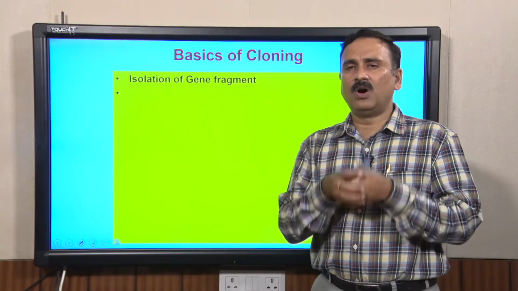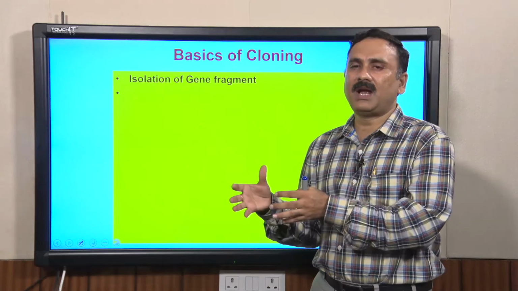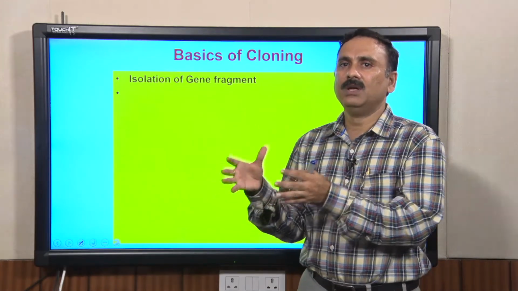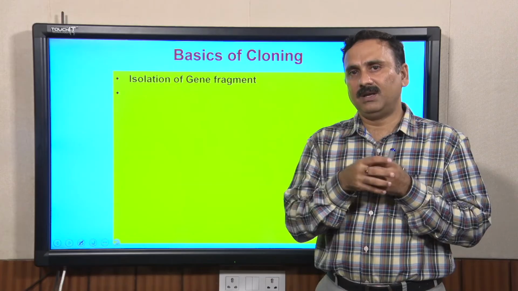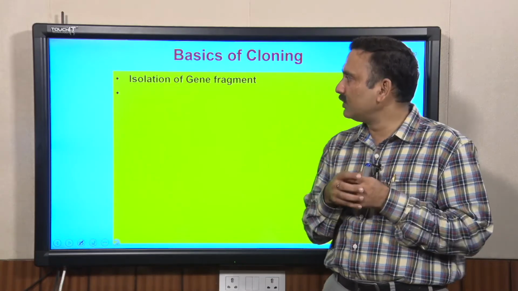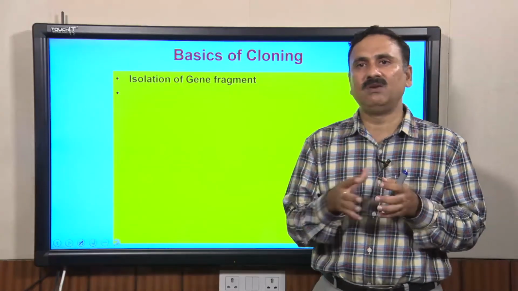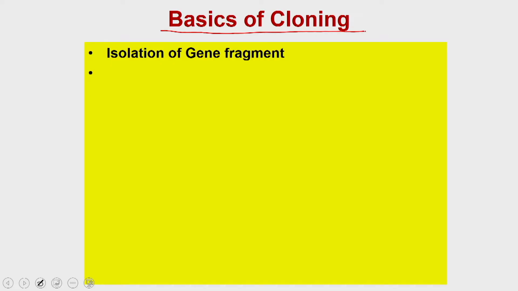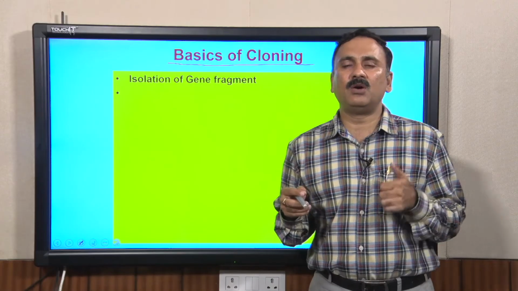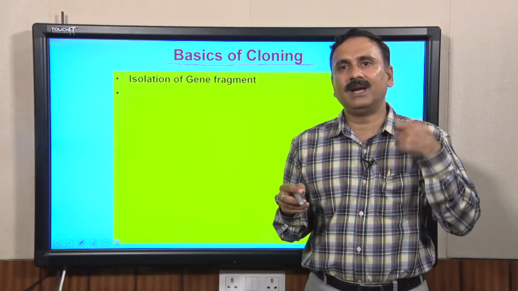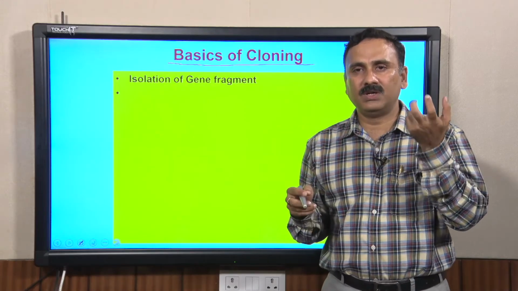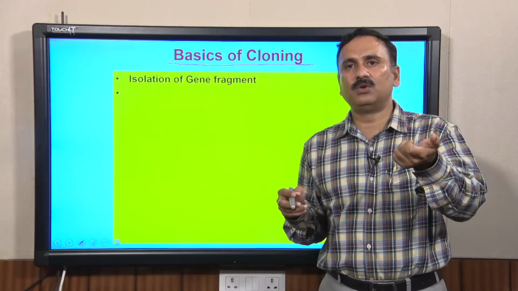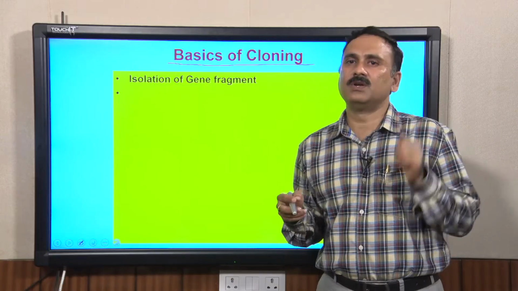And then once you know about the host, we moved on and tried to give you an idea about the different techniques for how you can isolate a gene fragment, under the next module, which is called the basics of cloning. Because if you want to generate a recombinant DNA, you have to get your gene of interest from different sources.